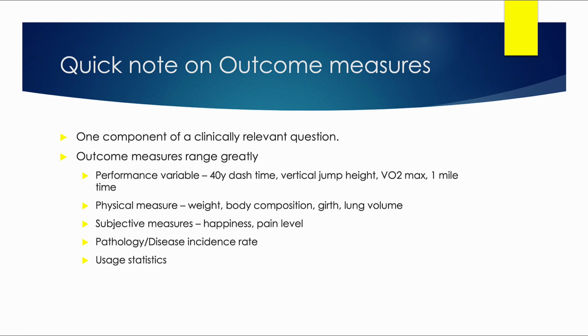Outcome measures could also be usage statistics. You get a new piece of equipment for your gym, and you measure how many people use it, how often it's used. Was it worth it? Is it something that we should have purchased, and so on, or should we get a second one? So there are lots of different outcome measures that you might utilize in helping to see if your program or your intervention was effective.